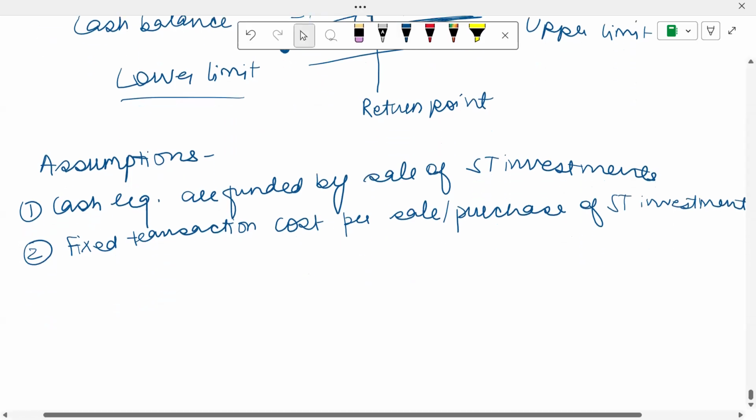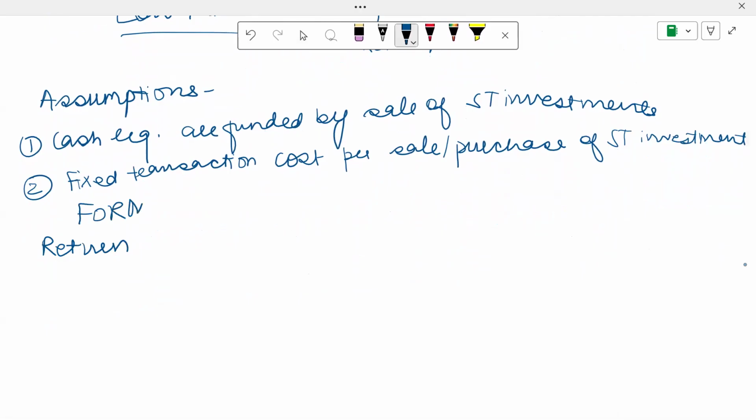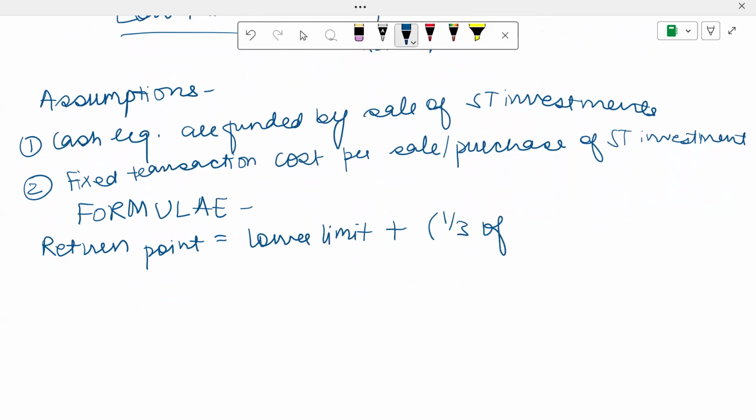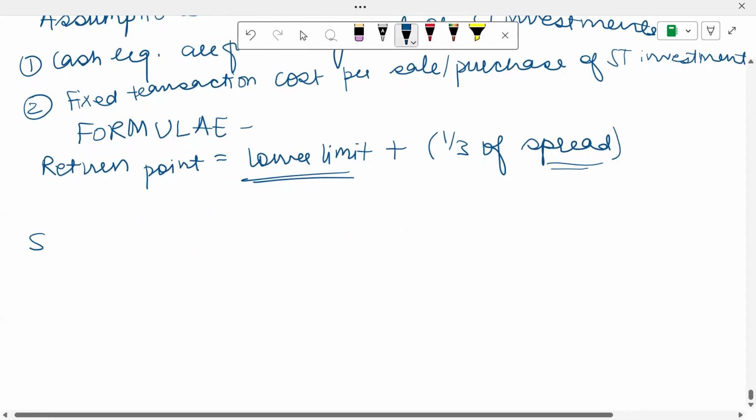All right. So now let's look at the formulae which this model has given us. Number one is given to find out your return point. This will be equal to your lower limit plus 1/3 of spread. Now, lower limit is calculated by the management. It will be given to you in the question. Now, spread is something which you need to calculate.